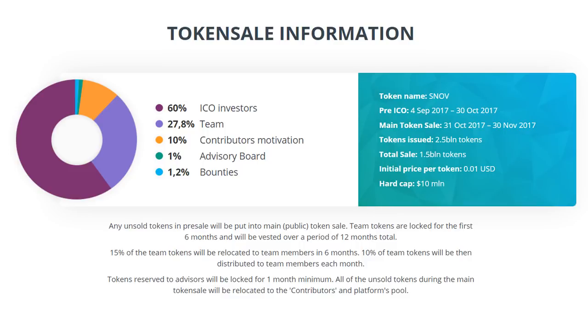So team tokens will be locked for 6 months, and 15% of the team tokens will be released to team members in 6 months. 10% of team tokens will then be distributed to team members each month to keep a staggered supply. And tokens reserved for advisors will be locked for 1 month minimum.